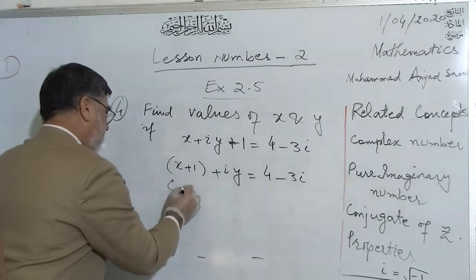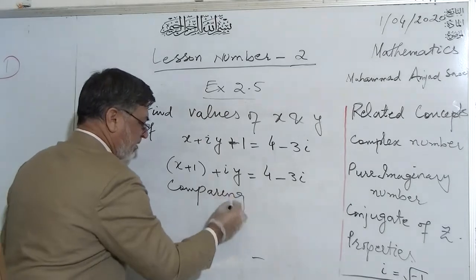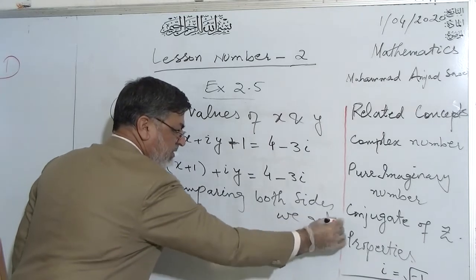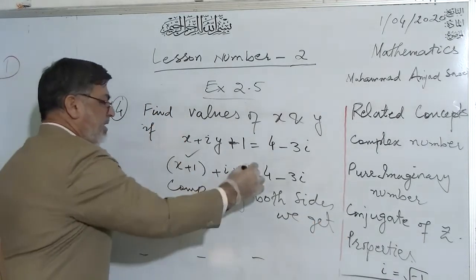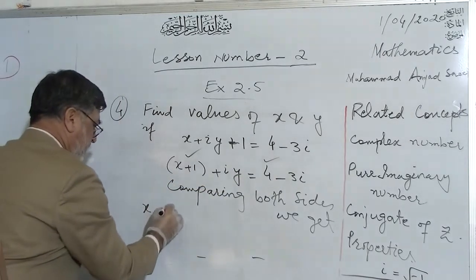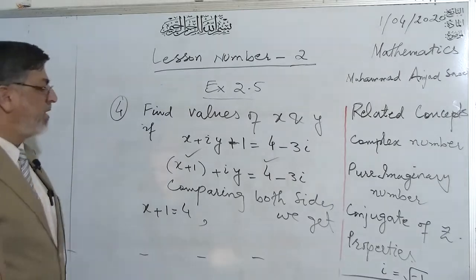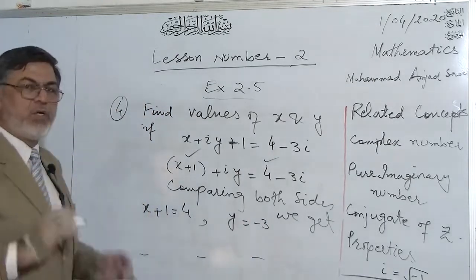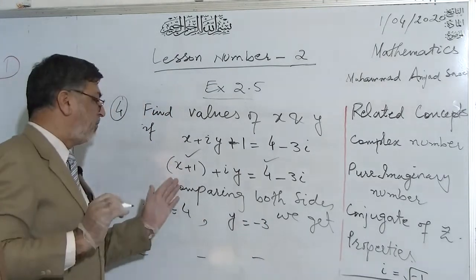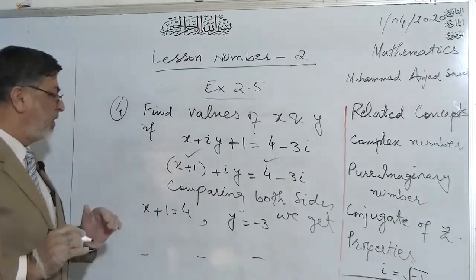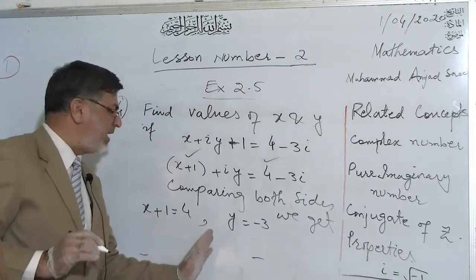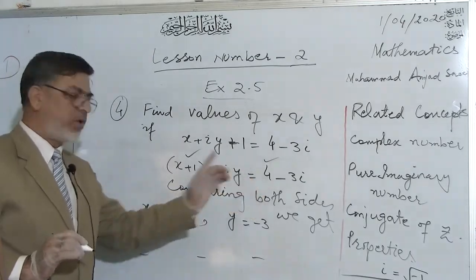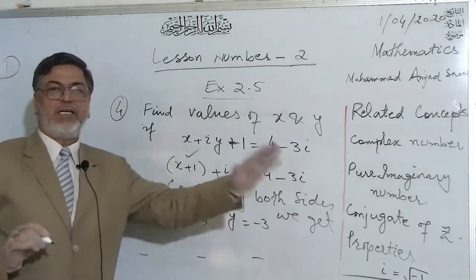After that, comparing both sides, we get real is equal to real, x plus 1 is equal to 4, imaginary is equal to imaginary, y is equal to minus 3. I told you, in case of comparison of complex numbers, you will not write the iota. Imaginary means automatically it is containing iota. So x plus 1 is equal to 4, real is equal to real, and imaginary is equal to imaginary.